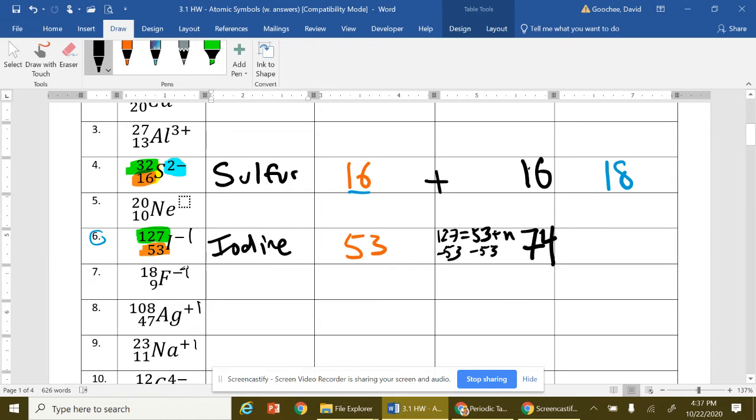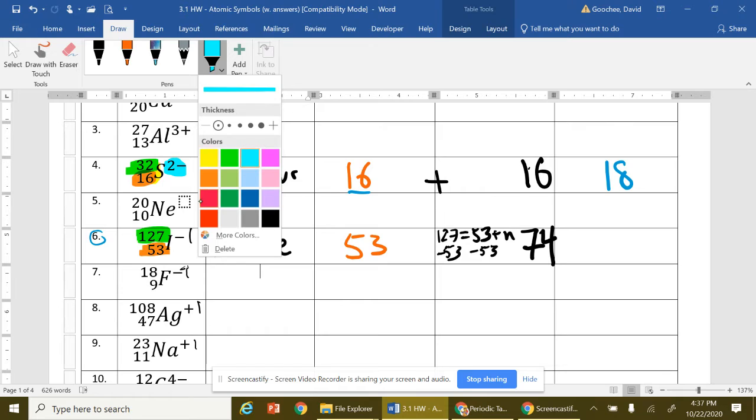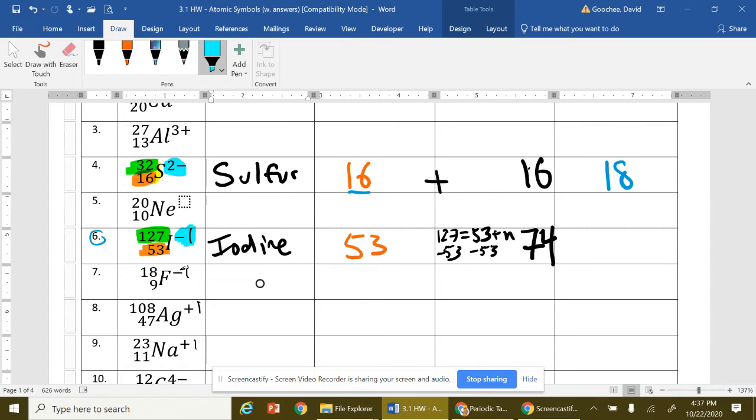Next, the charge on this atom is -1. It has a -1 charge. So that -1 means that it has one more electron than it does protons. However many protons there are, there's one more electron. So if we've got 53 protons, one more is 54 electrons. Okay, guys, we're getting the hang of this. That's good.